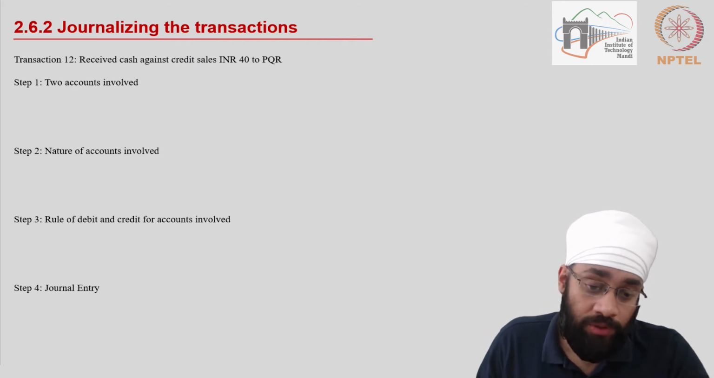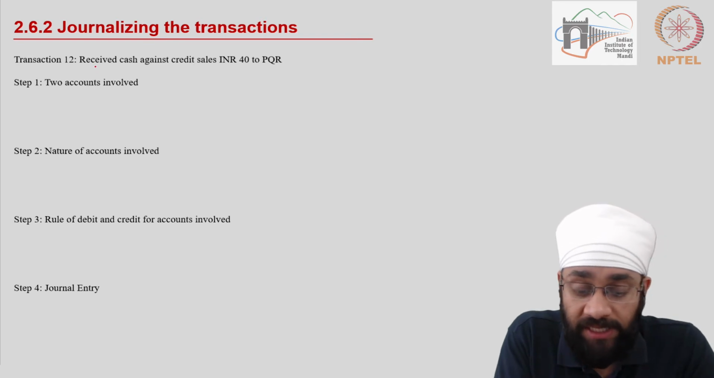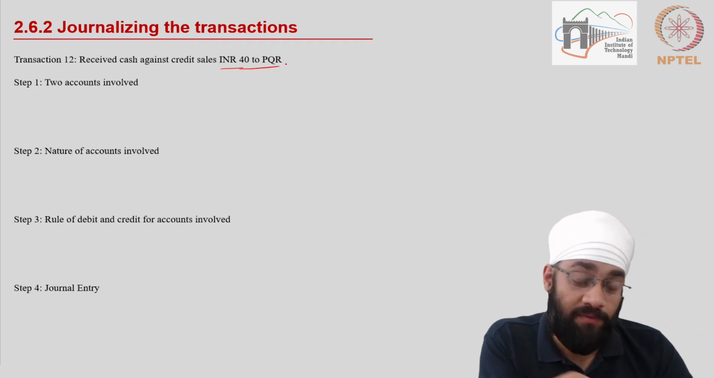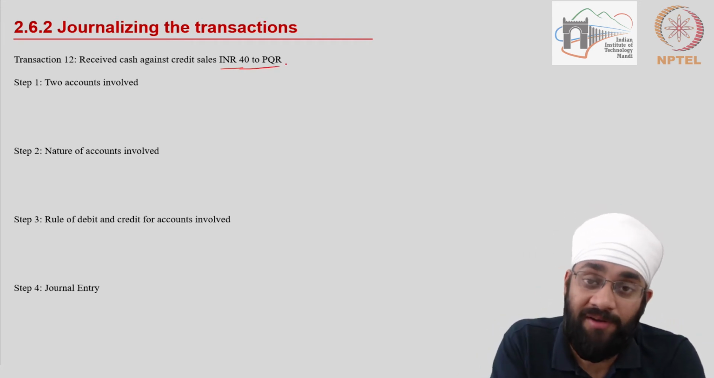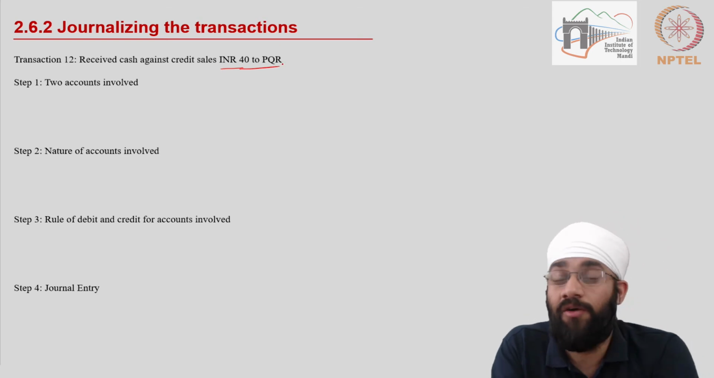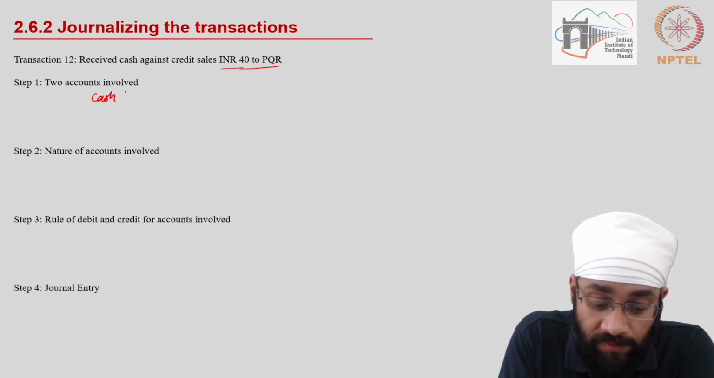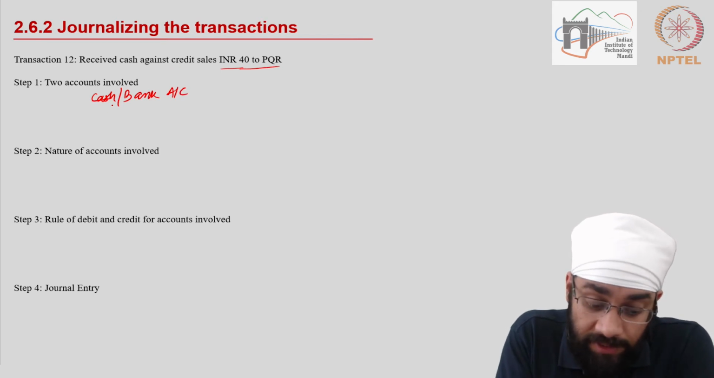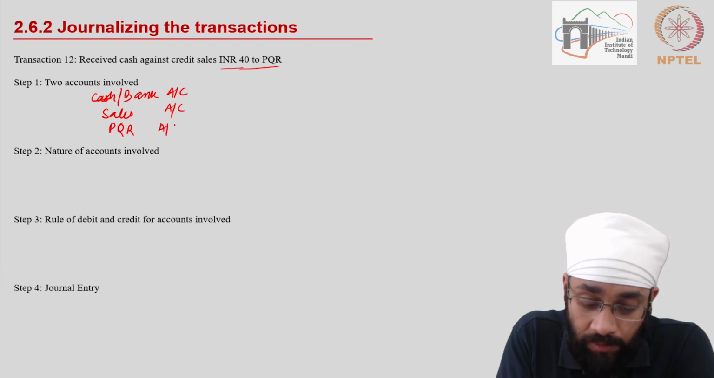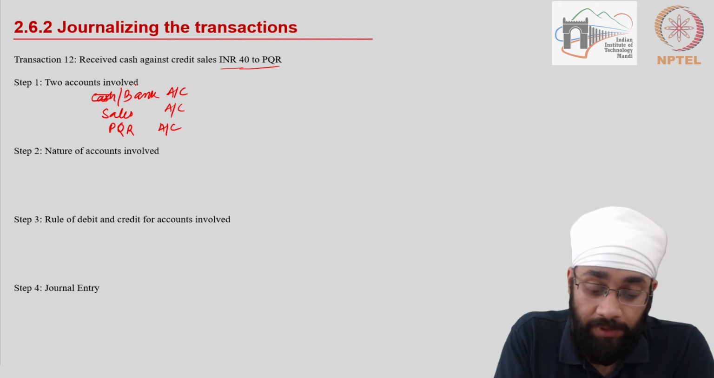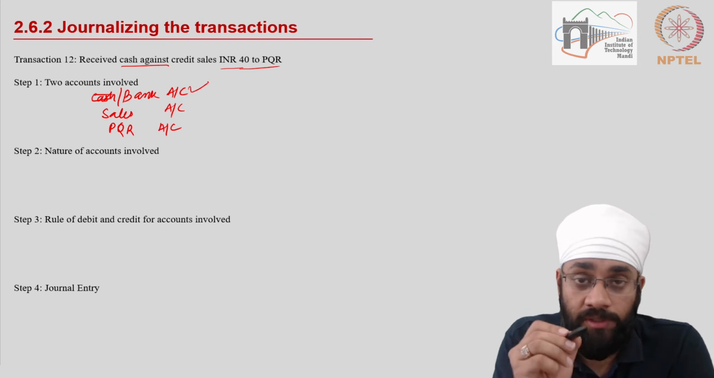Okay, let me go to the next transaction, which is received cash against credit sales 40 to PQR. If you remember, in one of the earlier transactions, you had sold goods on credit to PQR. Now you are recovering that money. So let's see which accounts are involved. So cash account is involved, or let me say bank account is involved. Then there is sales, so sales account, and now there is PQR account. All right, let me do the identification of correct accounts. The money has been received, bank account is involved. Okay.